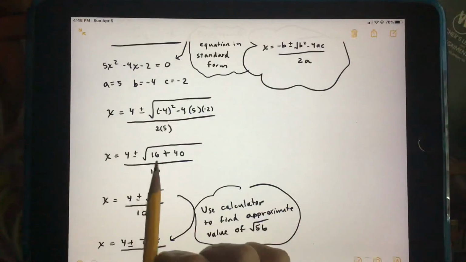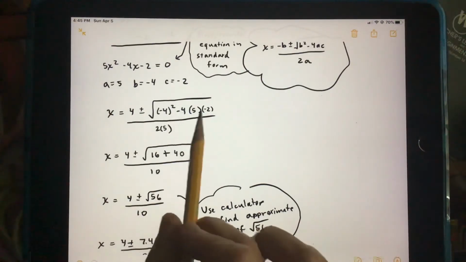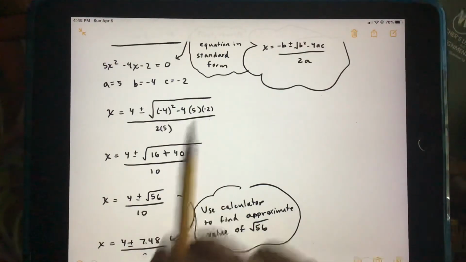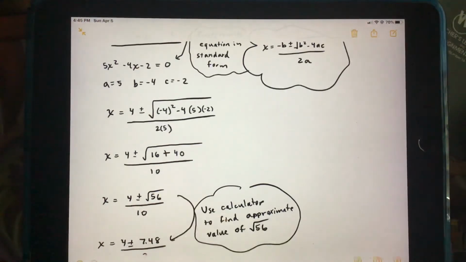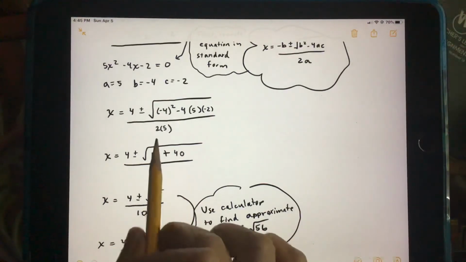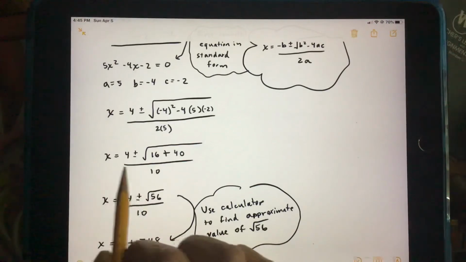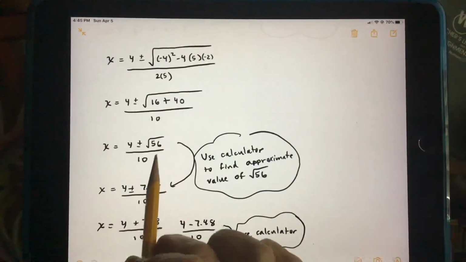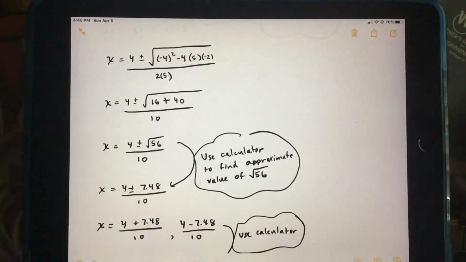So 4 plus or minus, negative 4 squared is 16. And we are going to subtract the negatives. We're actually going to add. So 4 times 5 times 2 is 40. And when I saw the minus and the negative, I knew that it's like two negatives that cancel each other out. So that's how I knew to add. And in the bottom, 2 times 5 is 10. And we're still extending that fraction bar all the way across. All right, 16 plus 40 is 56. So we have x is equal to 4 plus or minus root 56 over 10.